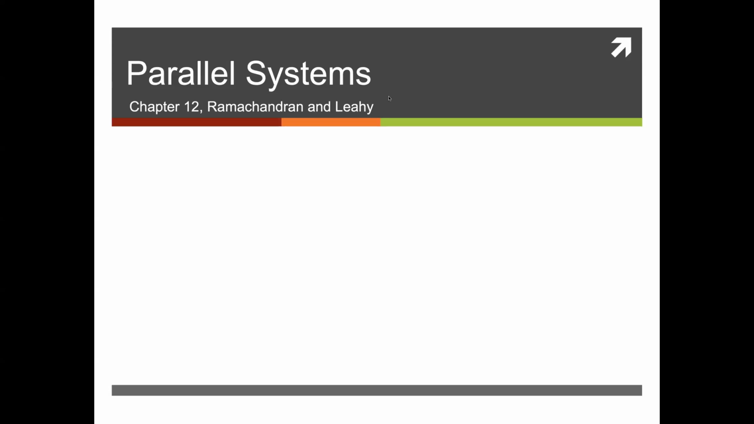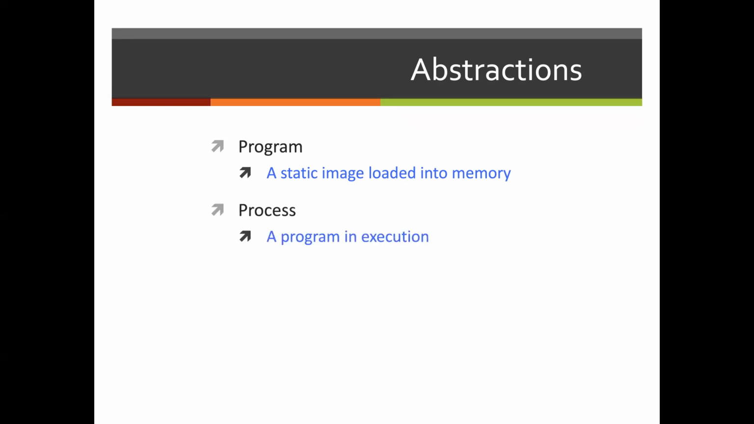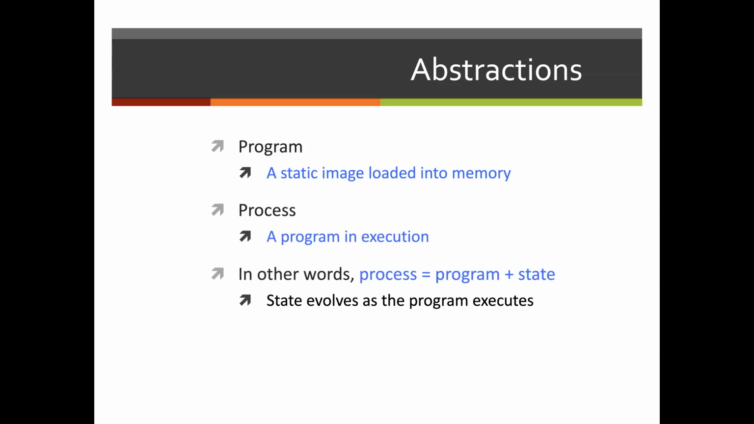Let's break things down in an abstract sense. We have a program, and a program represents a static image or state that has been loaded into memory. Then we also have a process, and a process is just a program in execution. So a process equals a program plus its state, and the state, of course, evolves as the program executes.